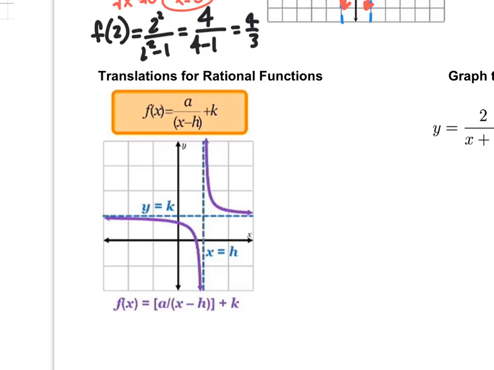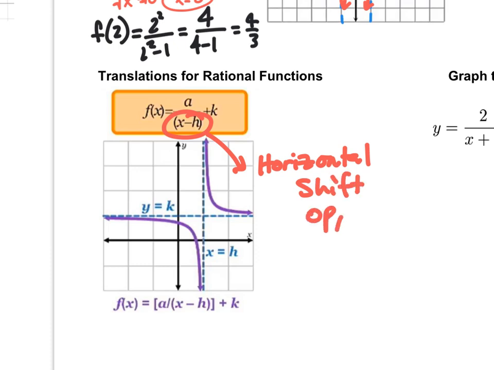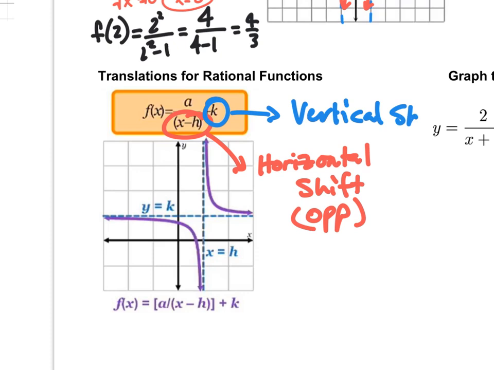And so what we have here, x minus h. The h value, when you see this, x minus h, that's going to be your horizontal shift, and remember that those are opposites, opposite of what the sign says. And then the k, that's your vertical shift. And all that's going to do is shift over your asymptotes.